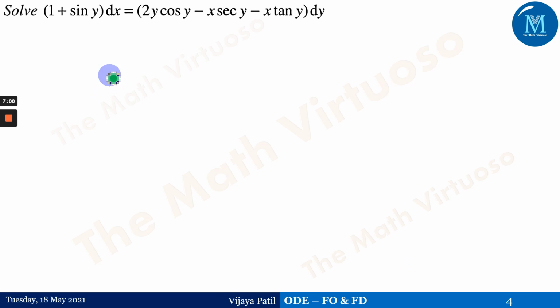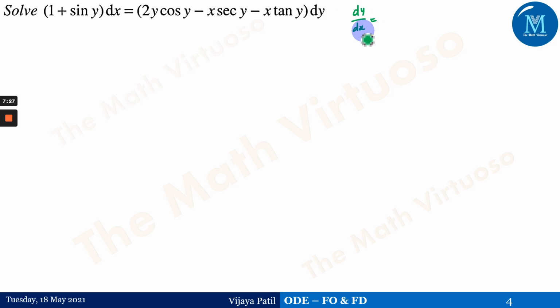Okay, so now the next question is: solve (1 plus sine of y) dx is equal to (2y cos of y minus x sec of y minus x tan of y) dy, right? Now here, this is not given in the format of dx upon dy or dy upon dx. We have to decide whether it comes under the dx upon dy format or the dy upon dx format. Now let me try it out with dy upon dx.